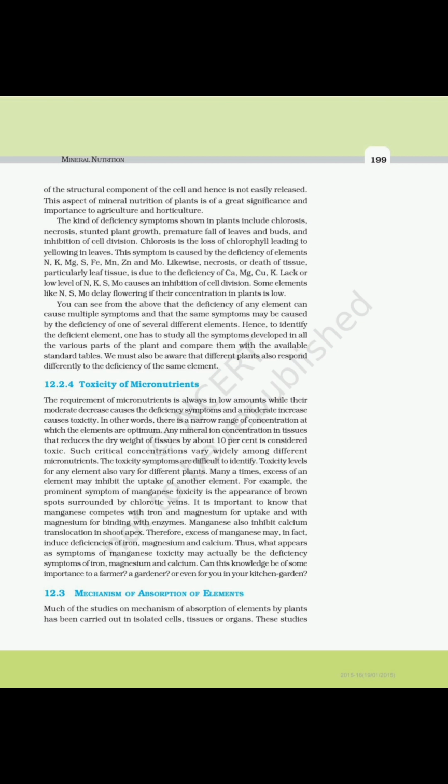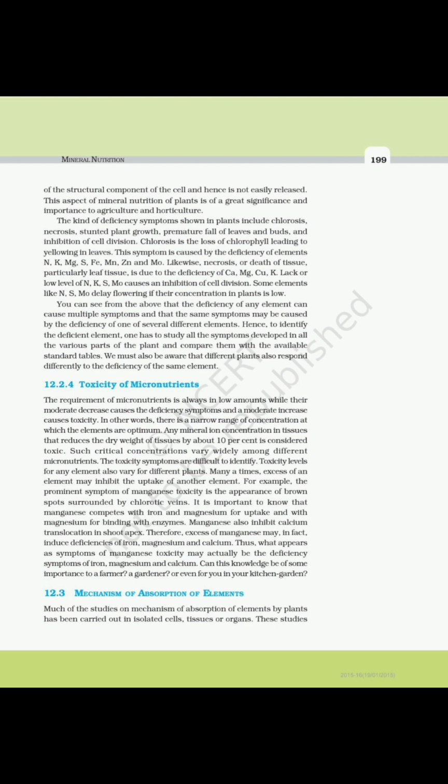Many a time, excess of an element may inhibit the uptake of another element. For example, the prominent symptom of manganese toxicity is the appearance of brown spots surrounded by chlorotic veins. It is important to know that manganese competes with iron and magnesium for uptake and with magnesium for binding with enzymes. Manganese also inhibits calcium translocation in shoot apex. Therefore, excess of manganese may, in fact, induce deficiencies of iron, magnesium and calcium. Thus, what appears as symptoms of manganese toxicity may actually be the deficiency symptoms of iron, magnesium and calcium. Can this knowledge be of some importance to a farmer, a gardener, or even for you in your kitchen garden?